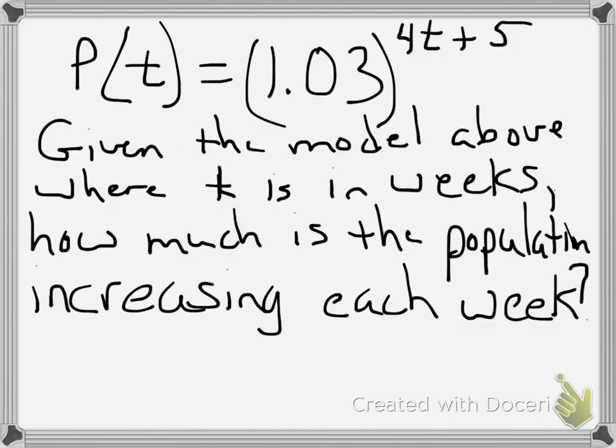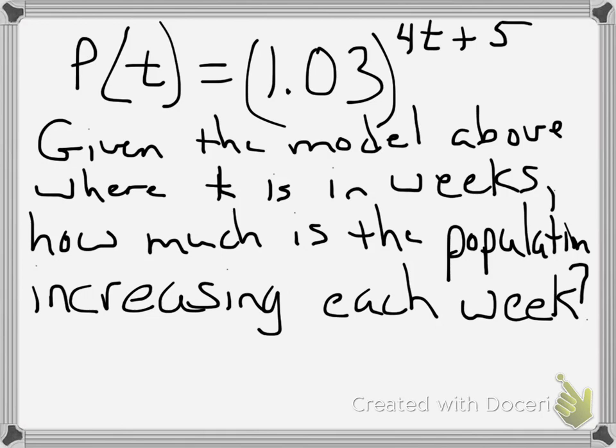Okay? Another problem that shows up for you is something that looks like this. Here's the model. P of t equals 1.03 raised to the 4t plus 5 power. It says, given the model above where t is in weeks, how much is the population increasing each week? Well, clearly the model does not show you how much the population is increasing in weeks because the exponent is not just a t, it's 4t plus 5.